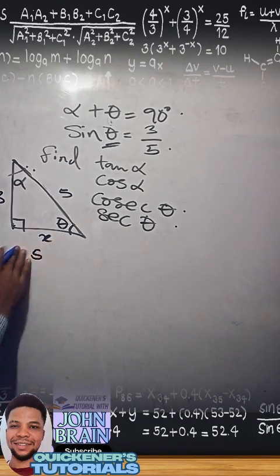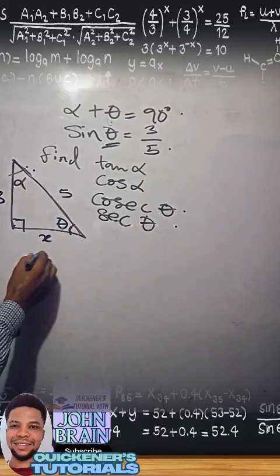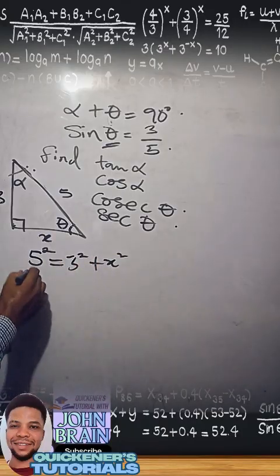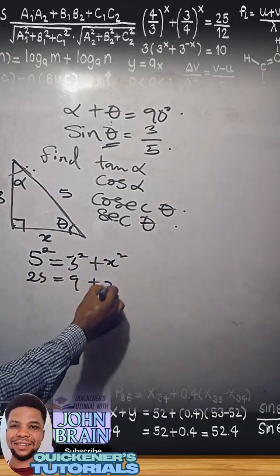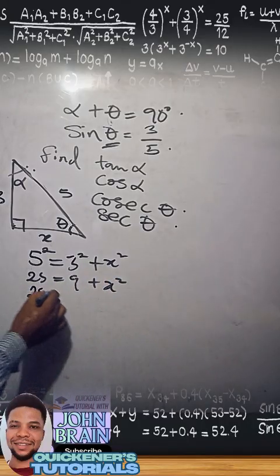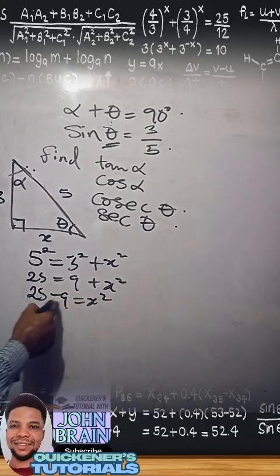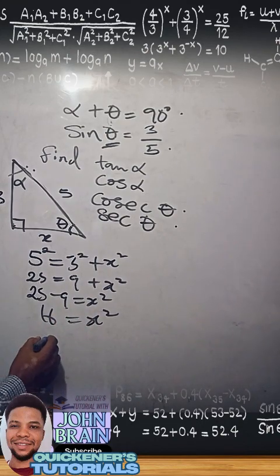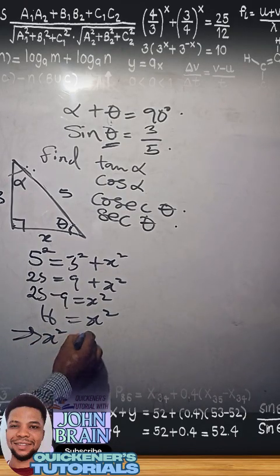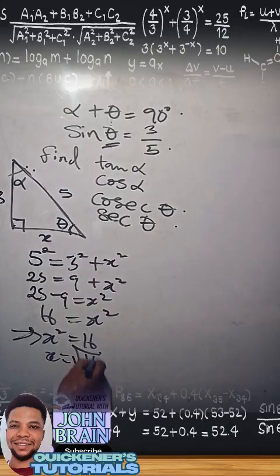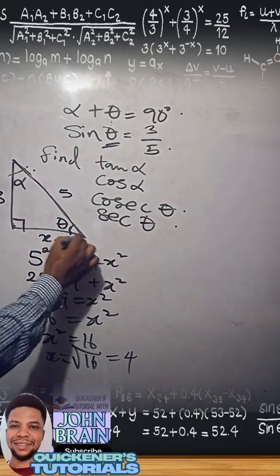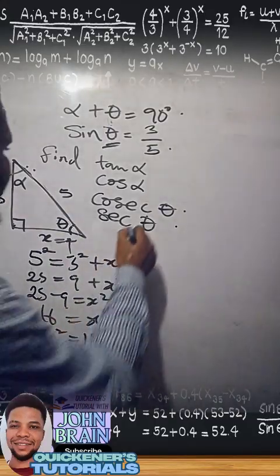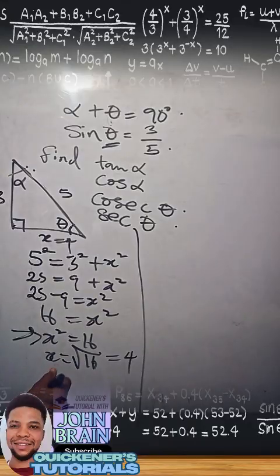Using Pythagoras theorem, hypotenuse squared, 5 squared, equals 3 squared plus x squared. So 25 equals 9 plus x squared. So 25 minus 9 equals x squared. 25 minus 9 is 16, so x squared is equal to 16. So x is the square root of 16, which gives us 4. So x is equal to 4.